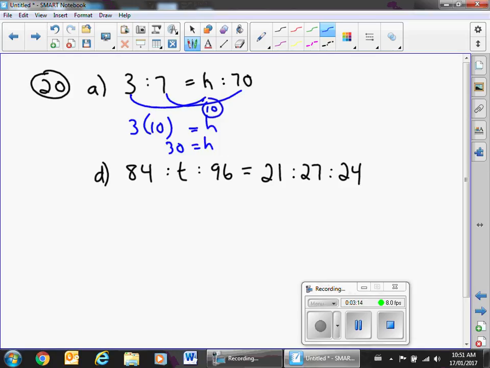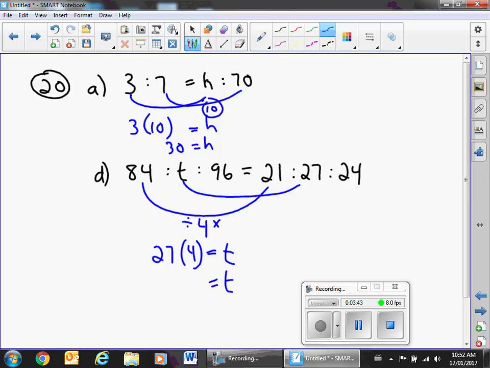Okay, in this next one we've got 3 parts, but we don't have to get too confused because all we have to do is find one of them. So we just match up our first terms. We can see that the magic number is 4, so 84 divided by 4 equals 21, or 21 times 4 equals 84. Therefore, we know that 27 times 4 is going to equal T, and in this case, T equals 108.